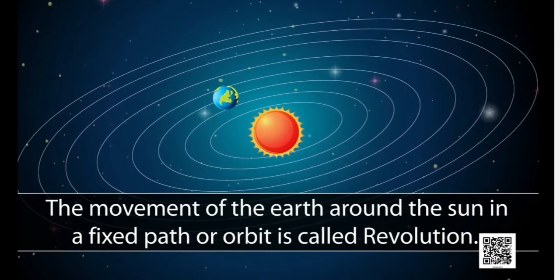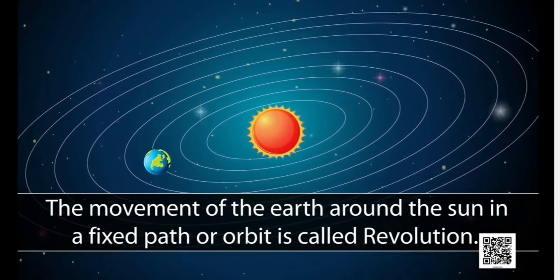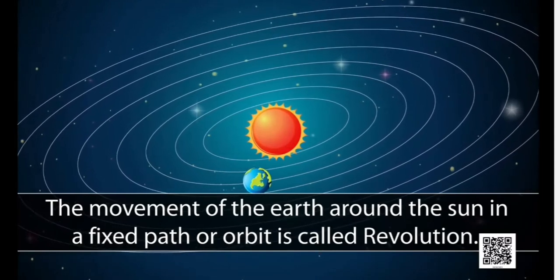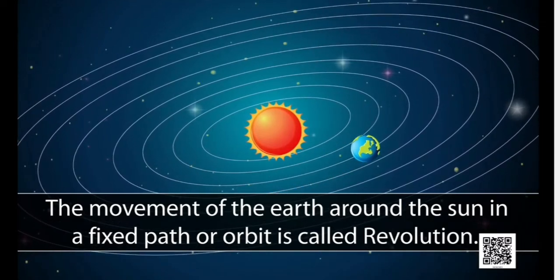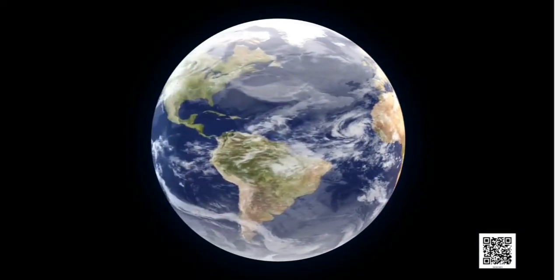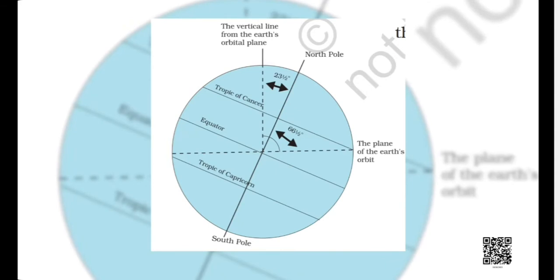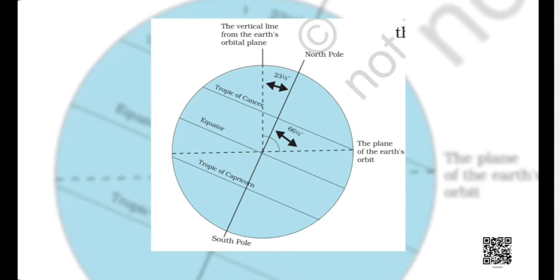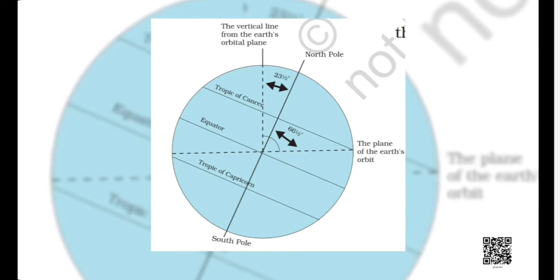Revolution. The movement of the Earth around the Sun in a fixed path or orbit is called revolution. Let's study the rotation of the Earth. The Earth rotates around an imaginary line that passes through its north and south pole. This imaginary line is its axis of rotation.